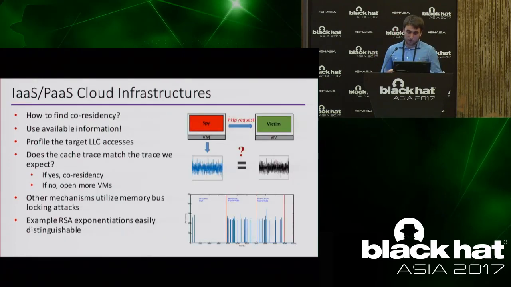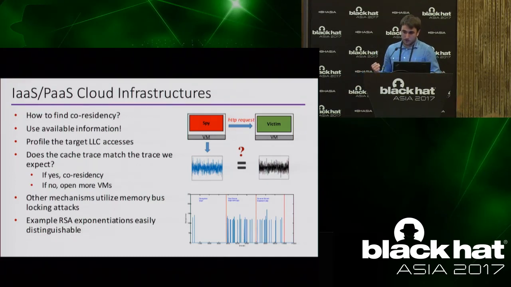So how do we find co-residency? Or at least, how did we do it for our RSA attack? The main thing that we did is utilize the same information. We again utilized the last level cache for this. We had the RSA decryption server in one VM, and we started spinning up other VMs.